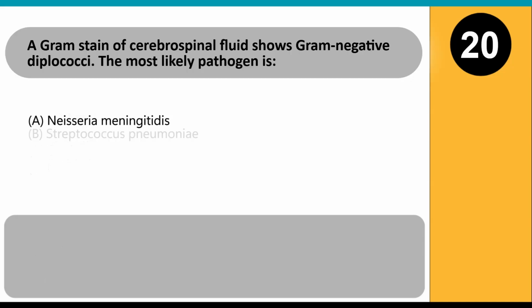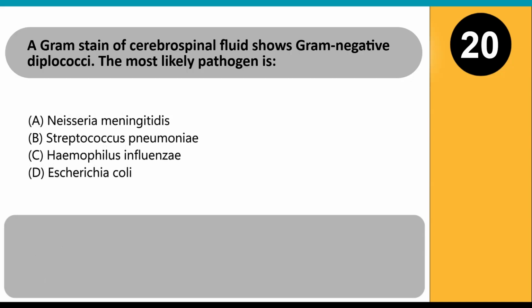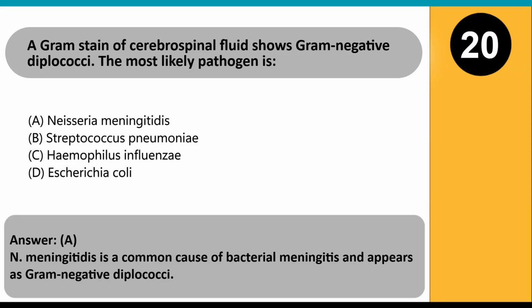A gram stain of cerebrospinal fluid shows gram-negative diplococci. The most likely pathogen is A. Neisseria meningitidis. B. Streptococcus pneumoniae. C. Haemophilus influenzae. D. Escherichia coli. Answer A. N. meningitidis is a common cause of bacterial meningitis and appears as gram-negative diplococci.